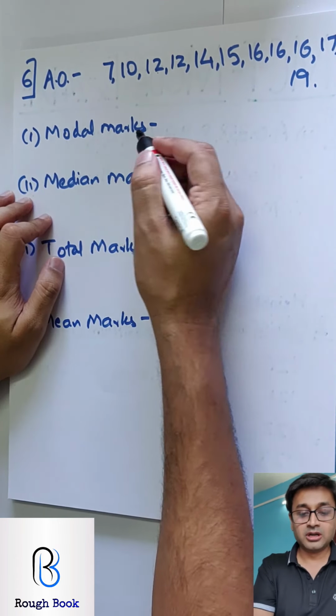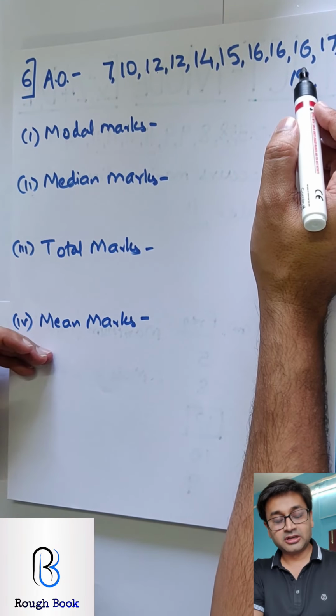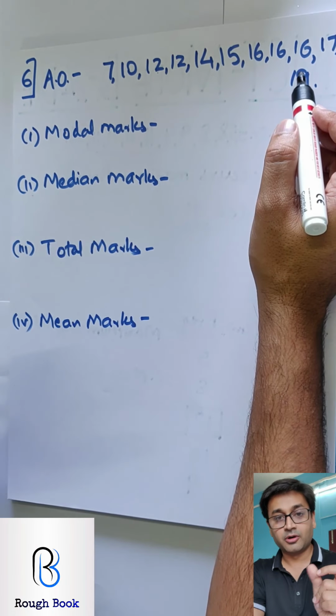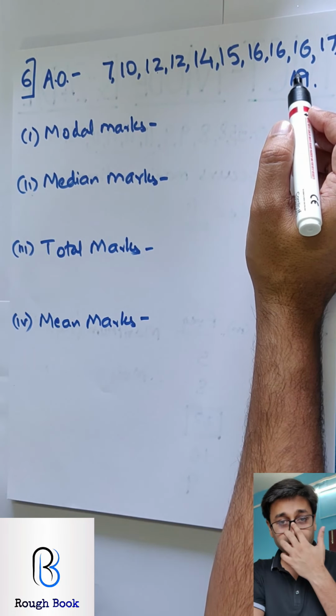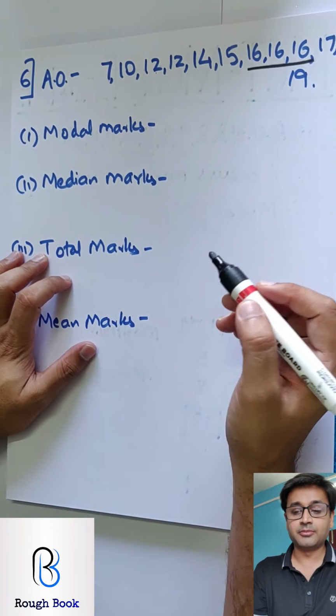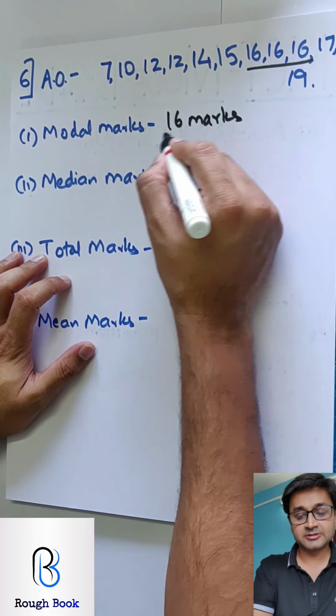Okay. So modal marks. Already arranged in ascending order. Please do that. Write all the parts, and then come back and check whether you got it correct or not. Come on, pause your video right now. Go ahead, try it. Stop cheating, please. So modal marks, very simple. Maximum number of times occurred is 16. So modal marks are 16 marks.